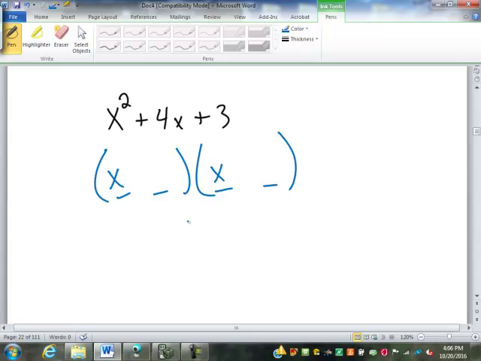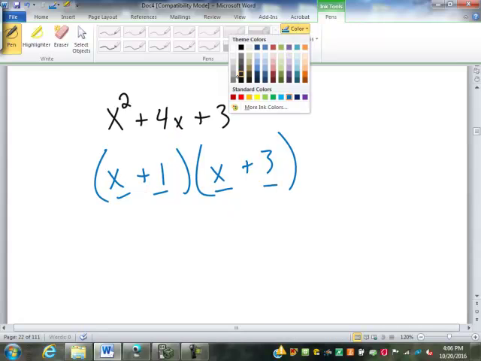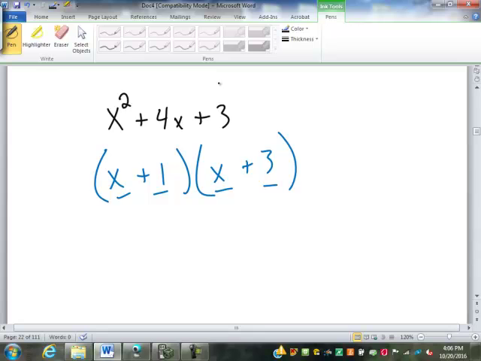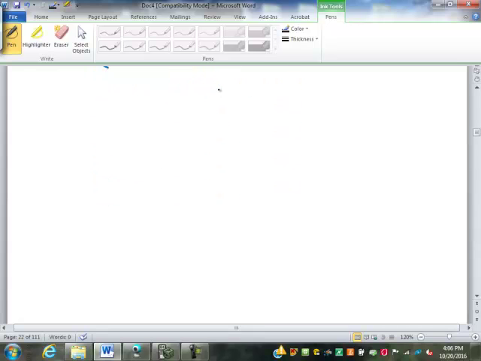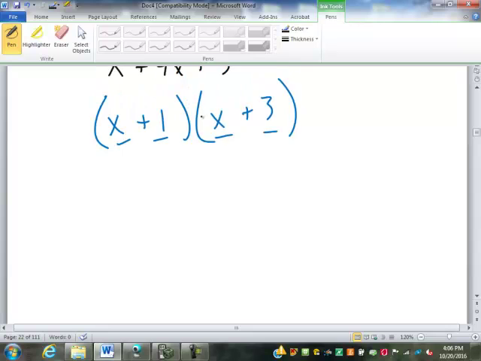x and x here. What are our other two? Plus 1 and plus 3, right? Really, there's no other option when that last digit's 3, is there? Let me give you one that might be a little trickier. That was it. Yeah, x plus 1 and x plus 3.